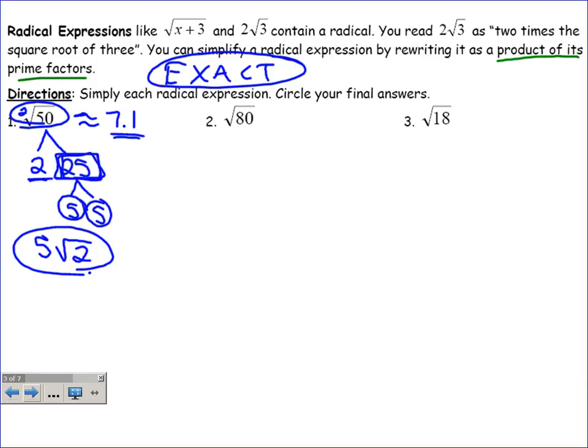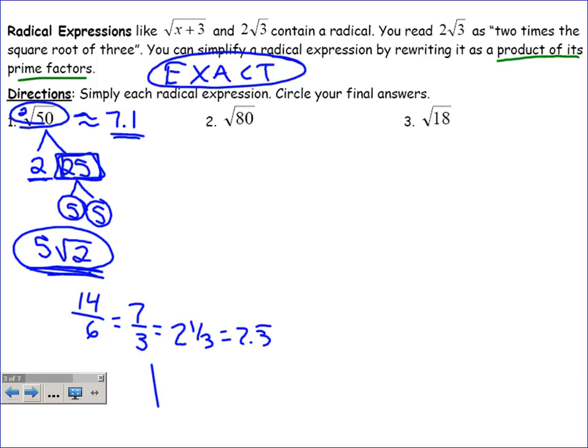Yes, sir? Why do we have to write it like 5 square root of 2 if it equals the same thing as 7.1? This is a simplified form. It'd be like if I had written 14/6, that's like the square root of 50. We know that better as 7/3. 7/3 is simplified. Another way you could write this is 2 1/3, or you could write it as 2.3 repeating. Those are all approximately equivalent.